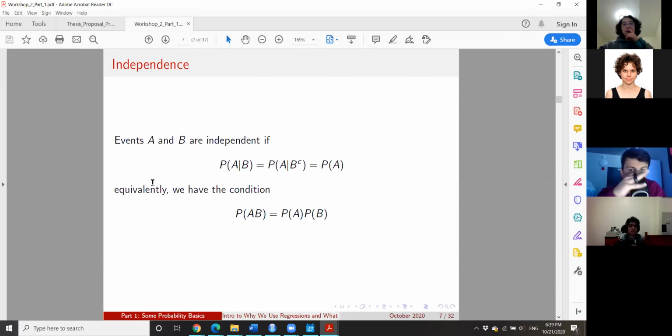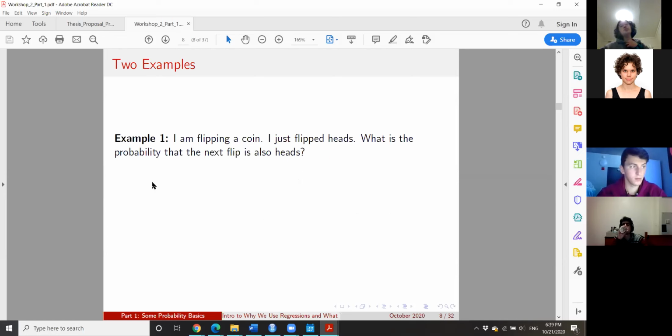Okay, so independence. Two events are independent if the conditional probability is the same as the unconditional probability, or equivalently, if the probability of both events occurring is the same as the product of the individual probabilities. So two examples.